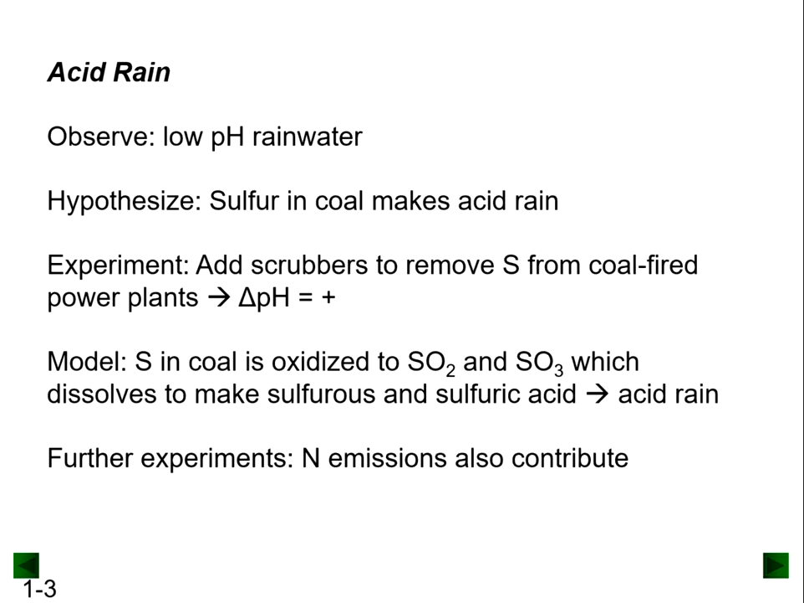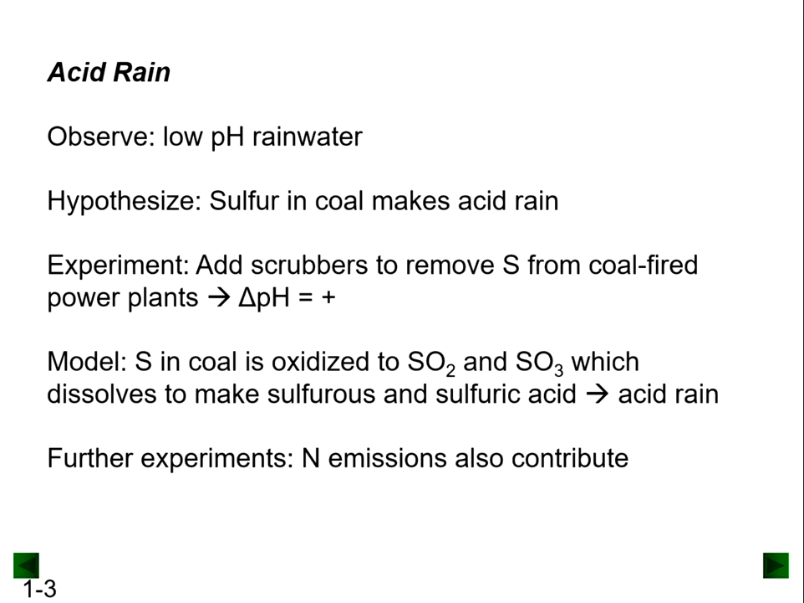So typically, pure rainwater out over the ocean will have a pH of approximately 5.6. And it was observed that there was significantly lower pH rainwater occurring up in the Northeast. This particularly was in regions where they were burning coal in coal-fired power plants. And it was hypothesized that it was the sulfur in the coal that was causing the acid rain.